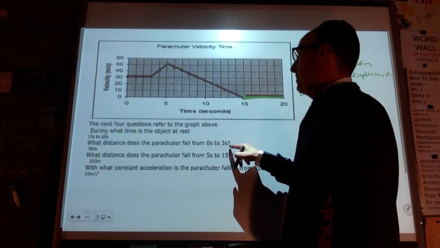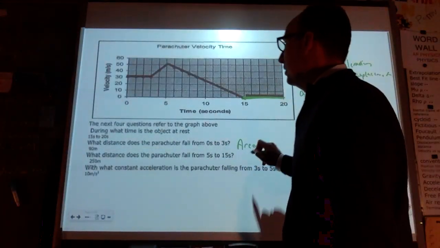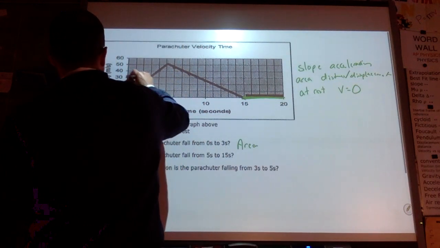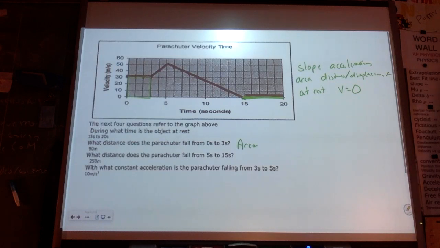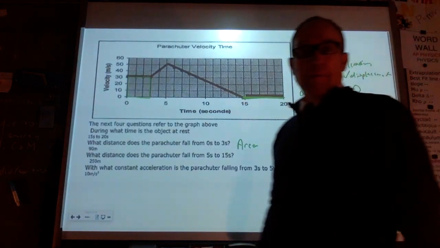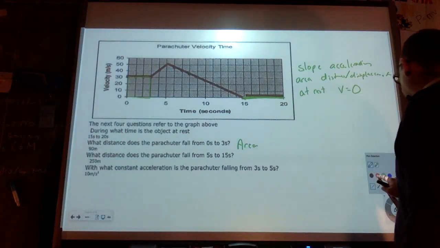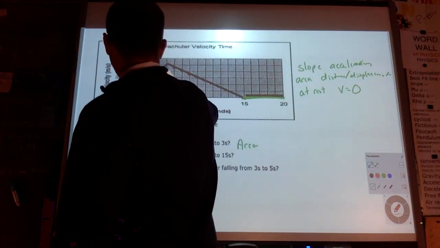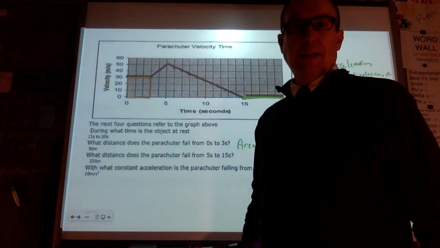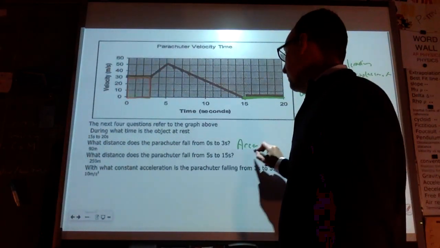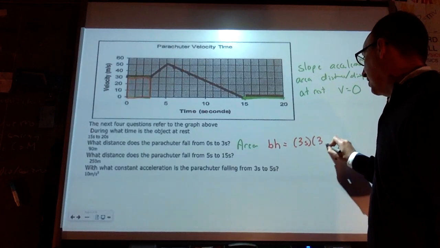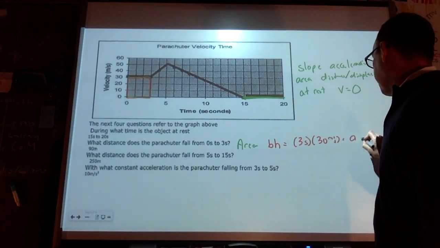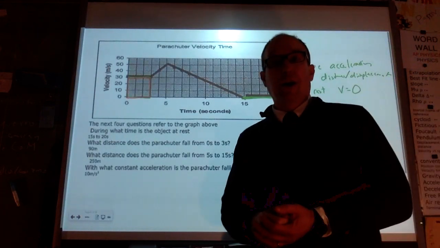How far does it fall in the first 3 seconds? This is going to be my area. For us, this is always going to be rectangles and triangles. That really doesn't show up. I should go to red maybe, huh? That's better. All right, so I'm going to have a rectangle that has a base of 3 seconds and a height of 30 meters per second, which is going to give me an area of 90 meters.